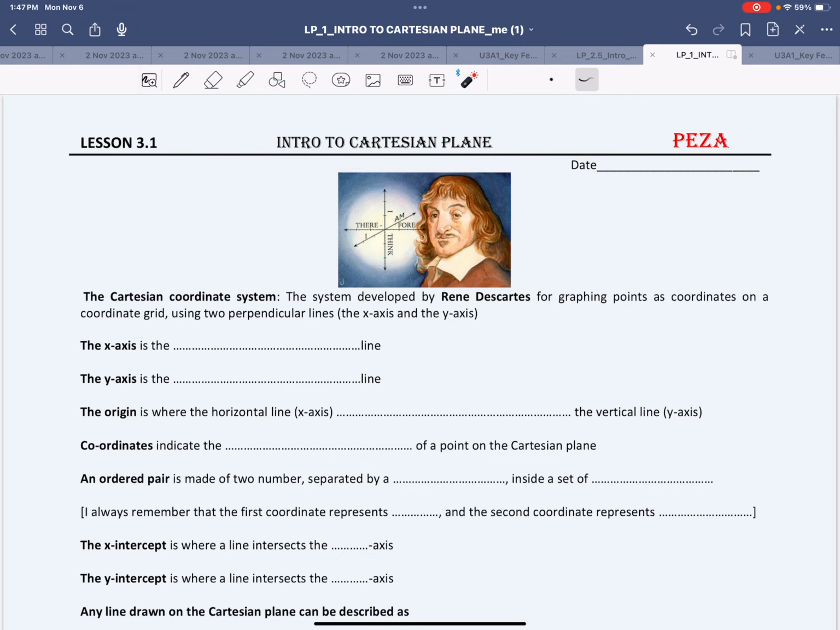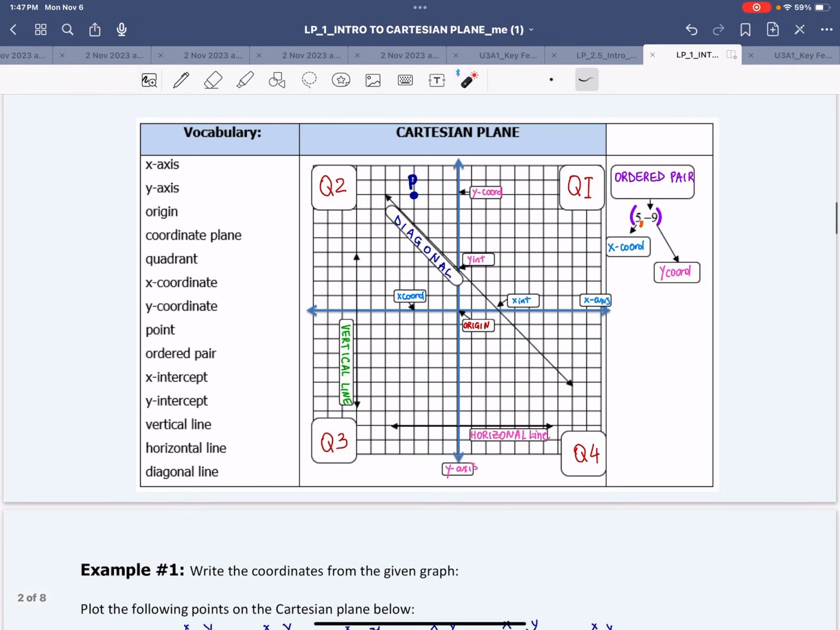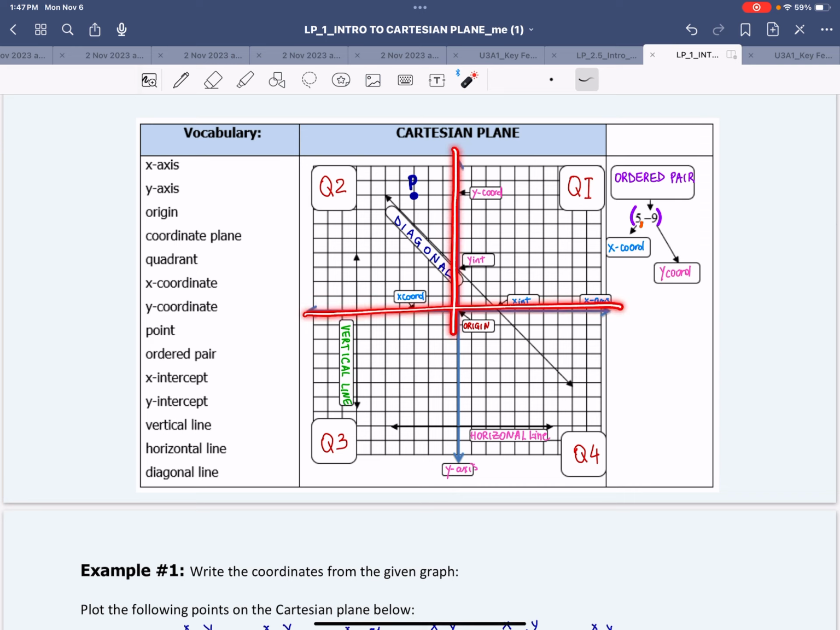So far we've looked at how the Cartesian plane is built. So it's the coordinate grid with a horizontal or x-axis and a vertical or y-axis that intersect at the origin. The location of any point on the Cartesian plane is easily identified by an ordered pair, which is a pair of numbers separated by a comma. The first number in the pair represents the x-coordinate and the second number in the pair represents the y-coordinate.